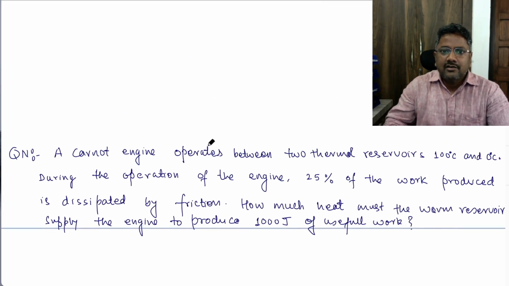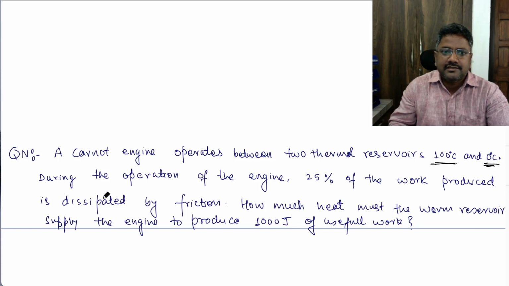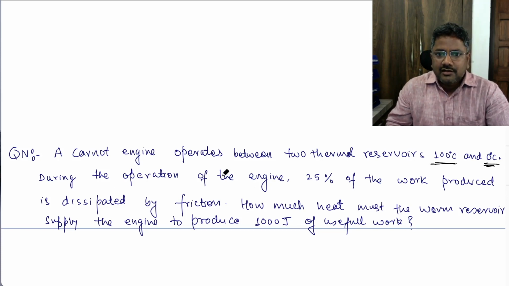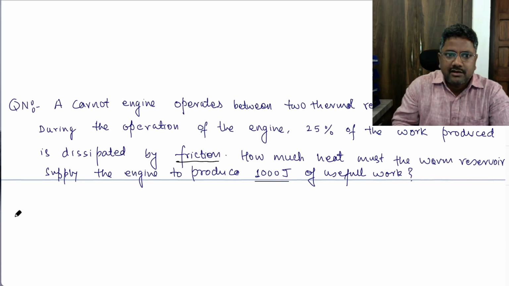See, a Carnot engine operates between two thermal reservoirs, 100 degrees Celsius and 0 degrees Celsius. During the operation of the engine, 25% of the work produced is dissipated by the friction. How much heat must the warm reservoir supply to the engine to produce 1000 joules of useful work? So see, this is also a very simple question.